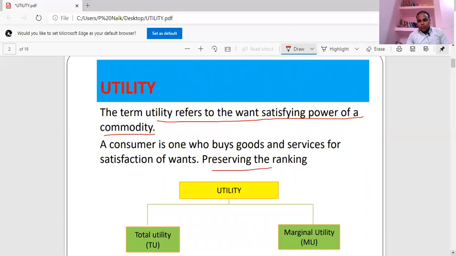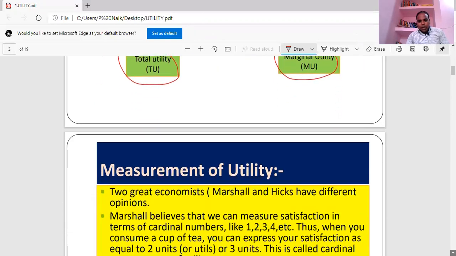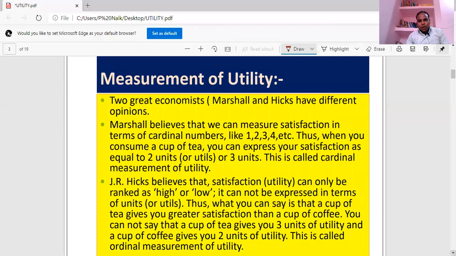As utility we have two types. One is total utility, broadly known as TU, and another one is marginal utility, broadly known as MU. Now here we'll discuss measurement of utility. Two types of measurements are there.